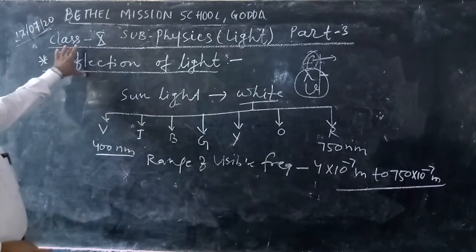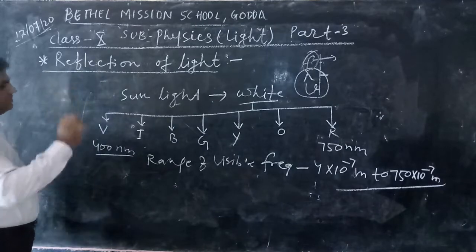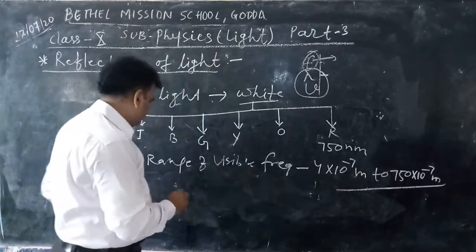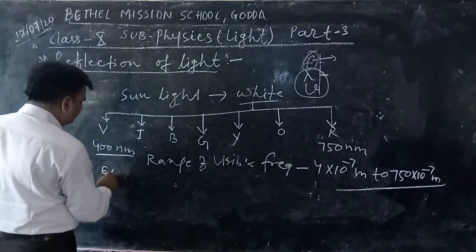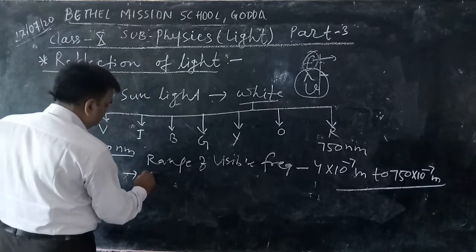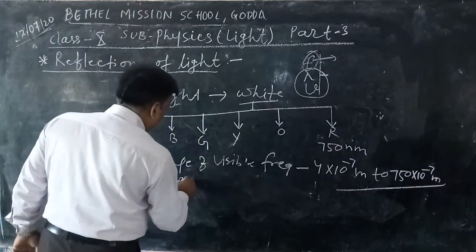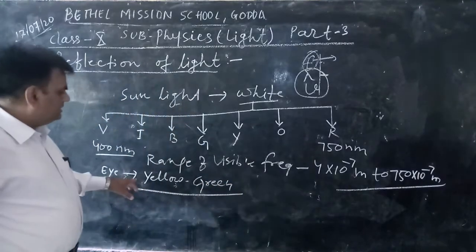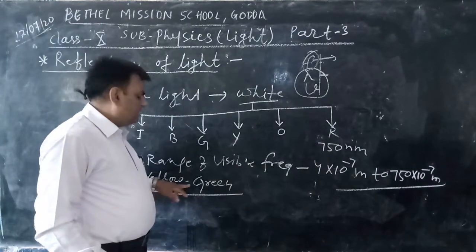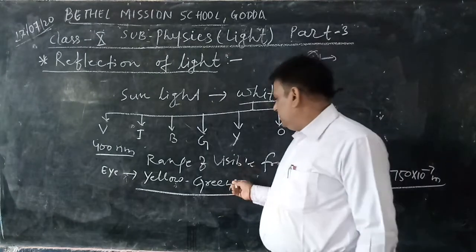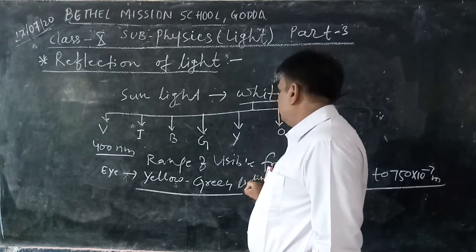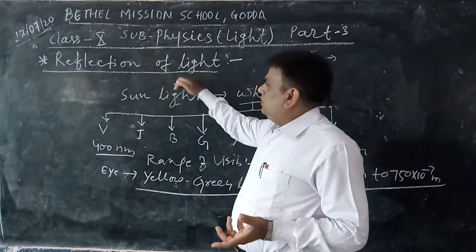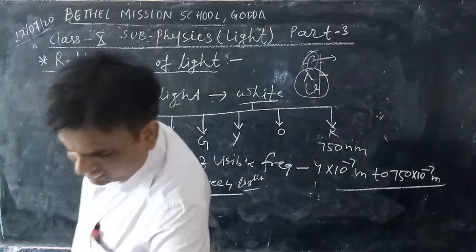Now we will discuss the next topic, which is the reflection of light. Before it, we will see that our eye is most sensitive to 2 colors: yellow and green. Our eye, meaning the human eye, is most sensitive to these 2 colors, yellow color and the green color of light. So now the next topic we will discuss is the reflection of light.